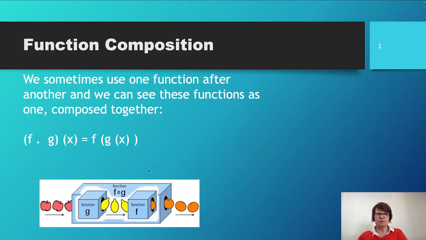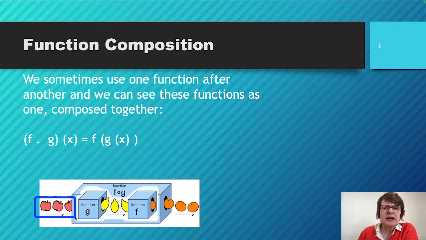You can see here that first of all, we do the function g first because it's over here. So g goes from apples to lemons. g takes in apples and basically gives out lemons. f expects lemons and will give out oranges.